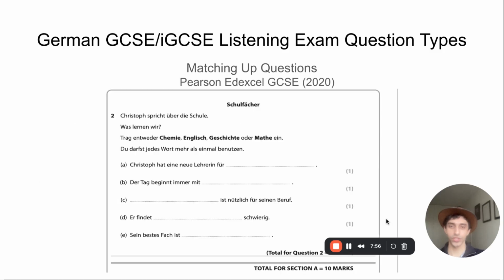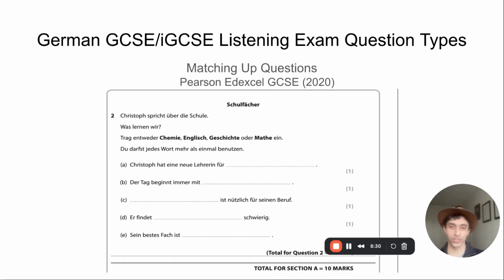Okay, the next type of question is matching up questions. This comes from Pearson Edexcel, their 2020 paper. And yeah, you can see that the question here is about Schulfächer, so school subjects. And Christoph is speaking about school. And you've got to choose between four options which are all different subjects: chemistry, English, history, or maths. And of course, you have to match them up and put them into the right gap. So that's why these are obviously called match-up questions.